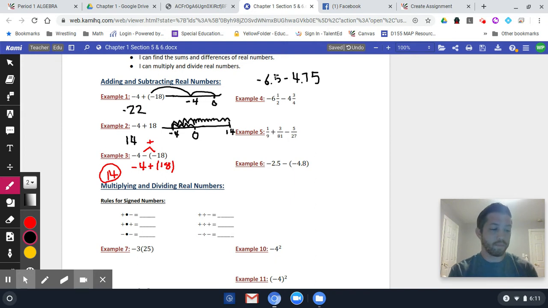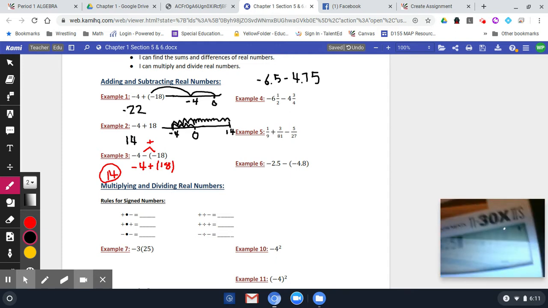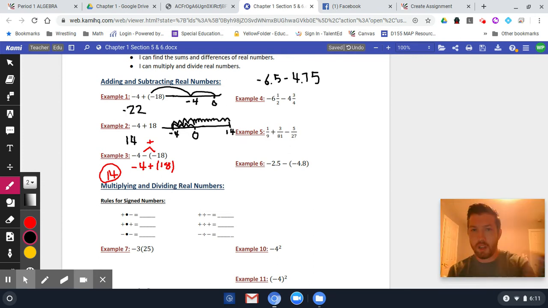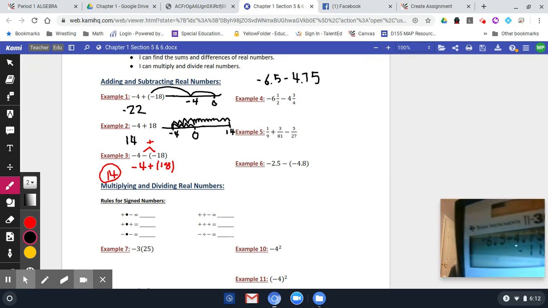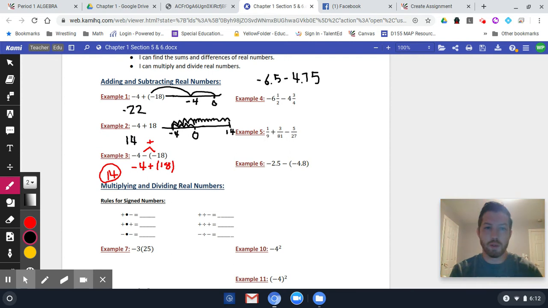And if you wanted to, I'll just show you how to put this in the calculator. You can put negative 6.5, so we have negative 6.5, right? And we go ahead and do minus 4.75. So ultimately, we had that whole thing typed in there, and you end up getting 11.25. So you spent $11.25.